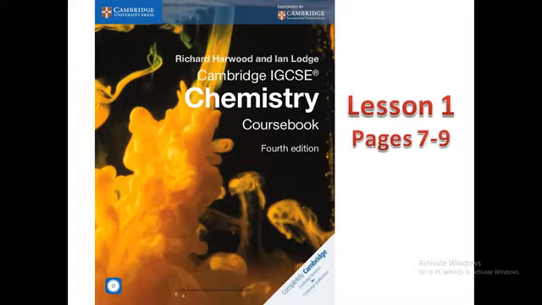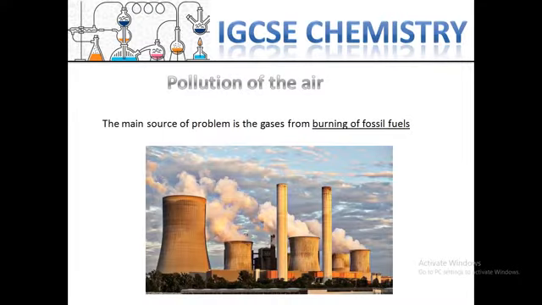We are going to continue our lesson 1, and we are covering pages 7 to 9. The topic is pollution of the air. The main source of the problem of air pollution is the gases from burning of fossil fuel. Fossil fuel can be burned from vehicles, factories, houses.